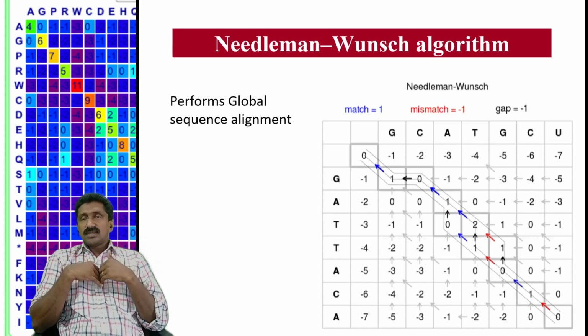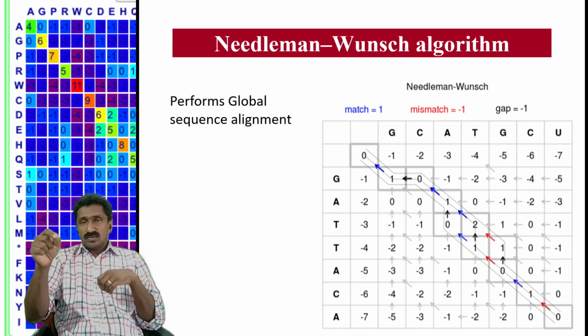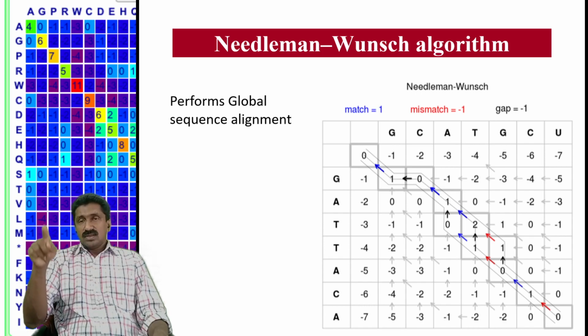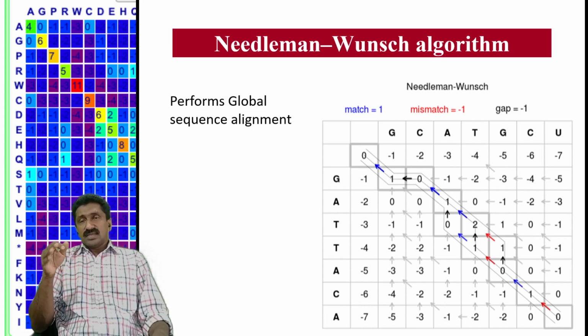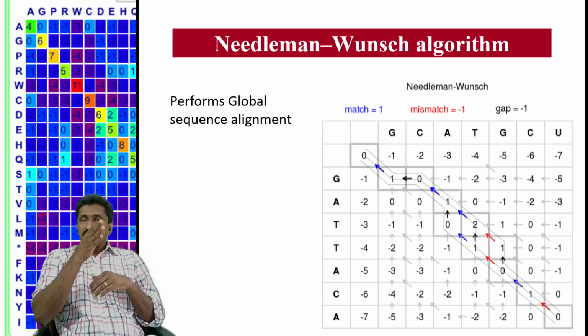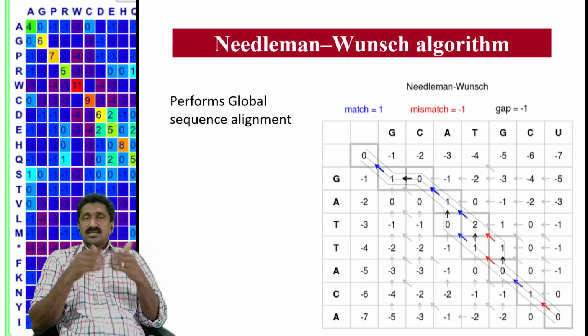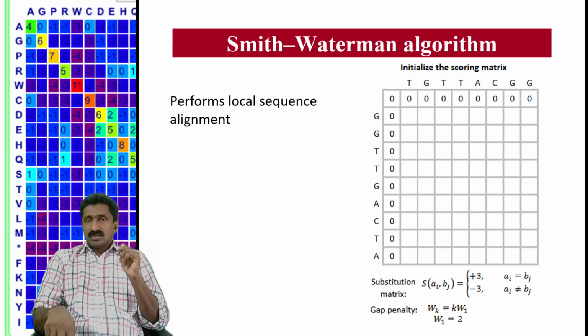And once you complete all the calculations in all the cells, then you will trace back, starting with the highest value. If there is a horizontal movement, then insert a gap in the first sequence, and if there is a vertical movement, insert a gap in the second sequence. That is the procedure. Okay.